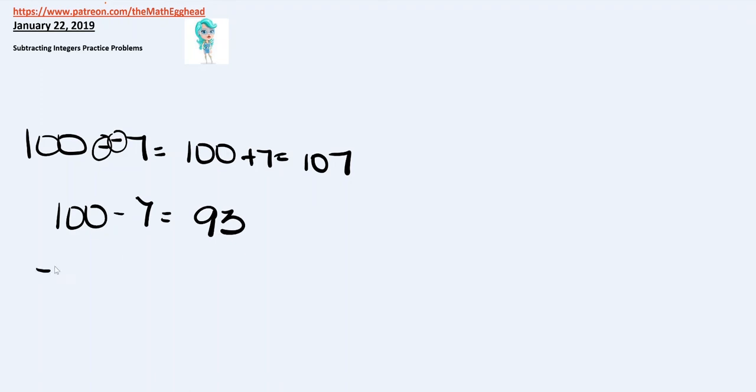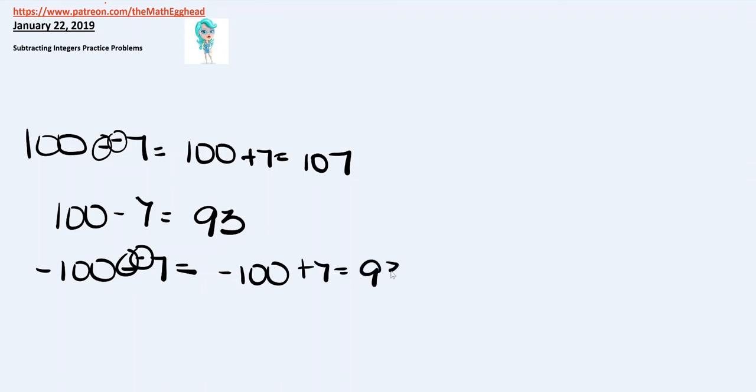What if we had negative 100 minus negative 7? What would we do here? Again, we see the minus, that turns into a positive, so it's negative 100 plus 7, and we know it's negative 93, right? Well, what if you had 100 minus 107?